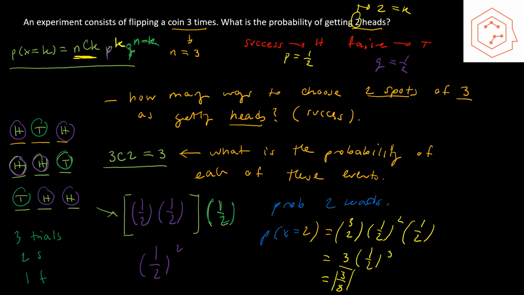And if you simply wrote down all the possibilities, you'll see that there's 8 possible total outcomes when you're flipping a coin 3 times. 3 of those possible outcomes have heads twice, and so this checks out.